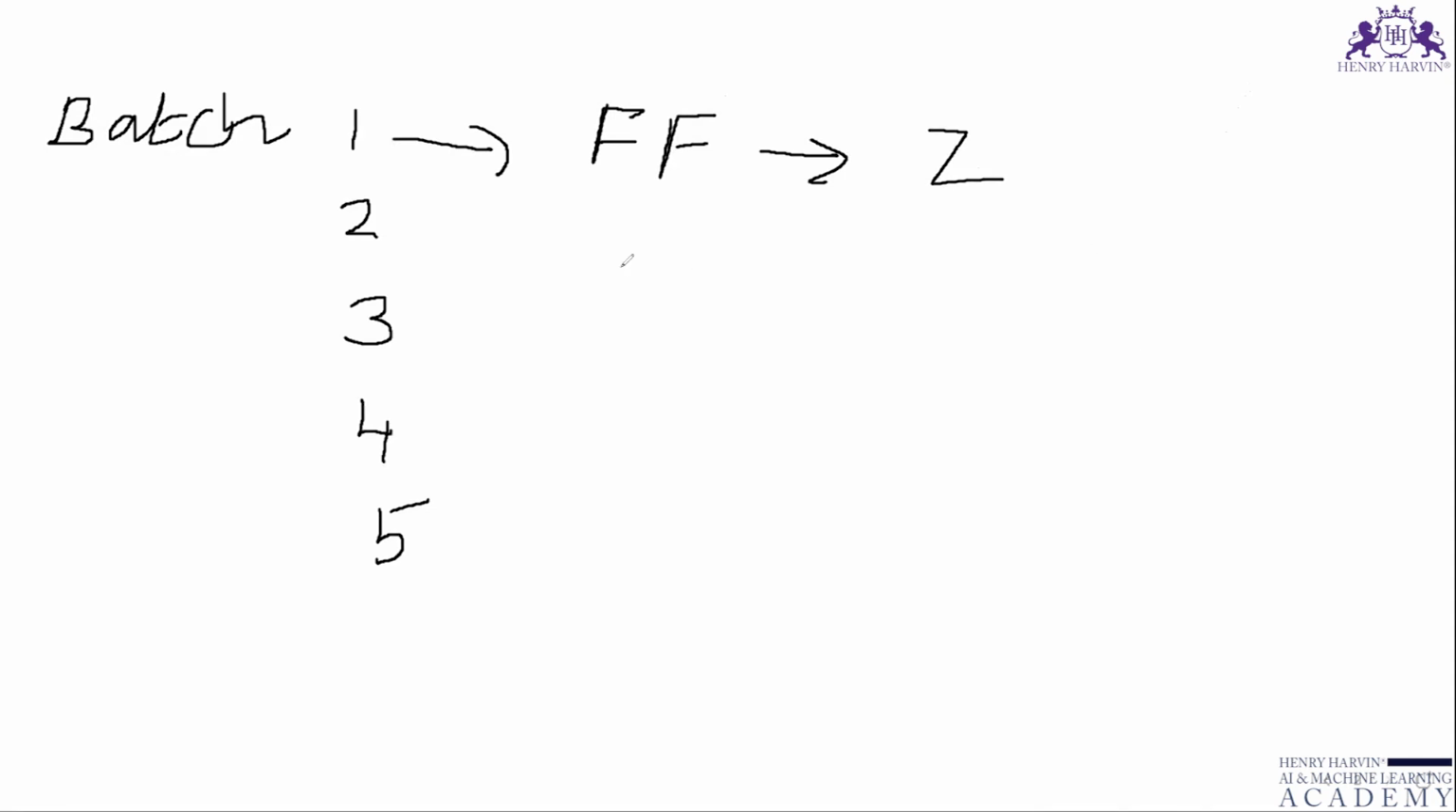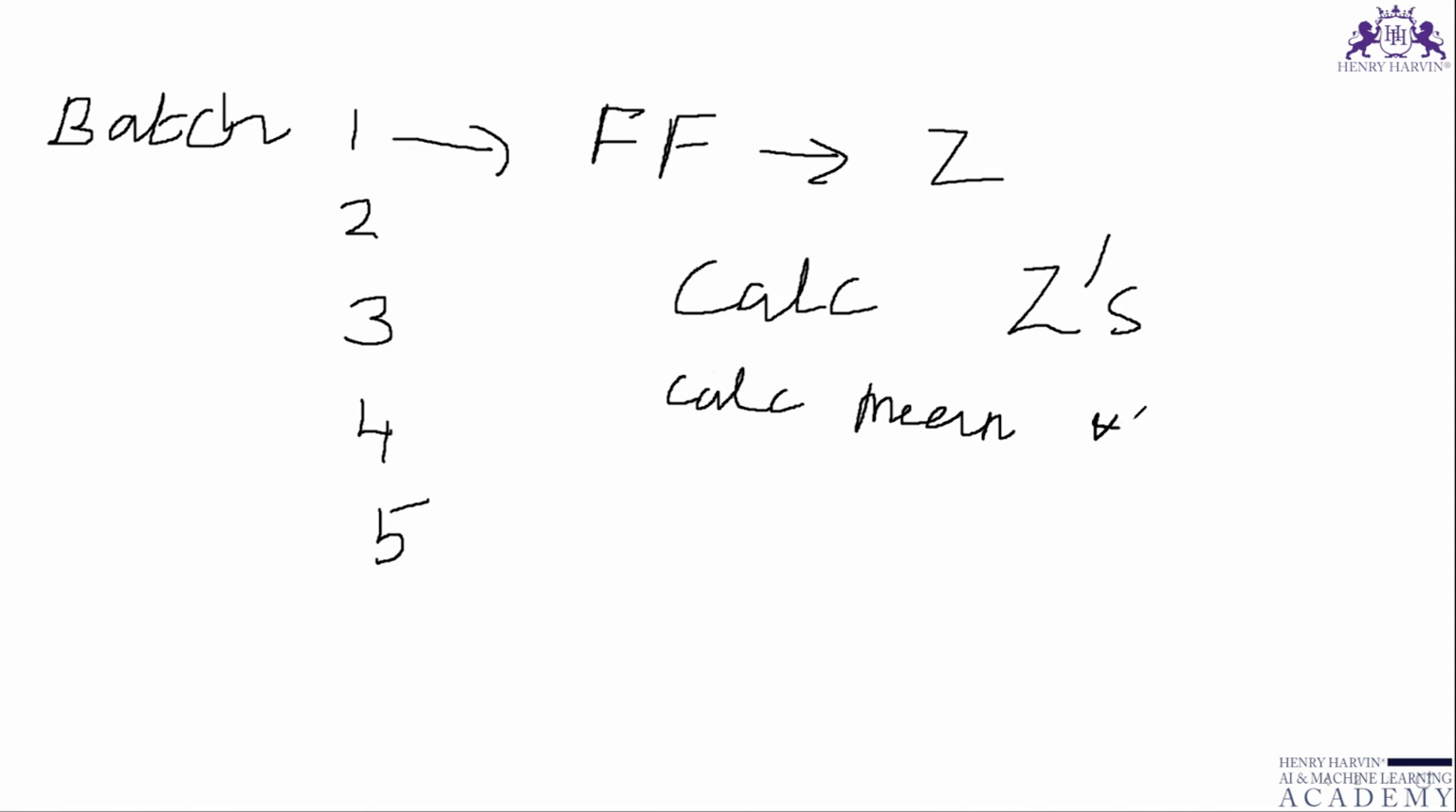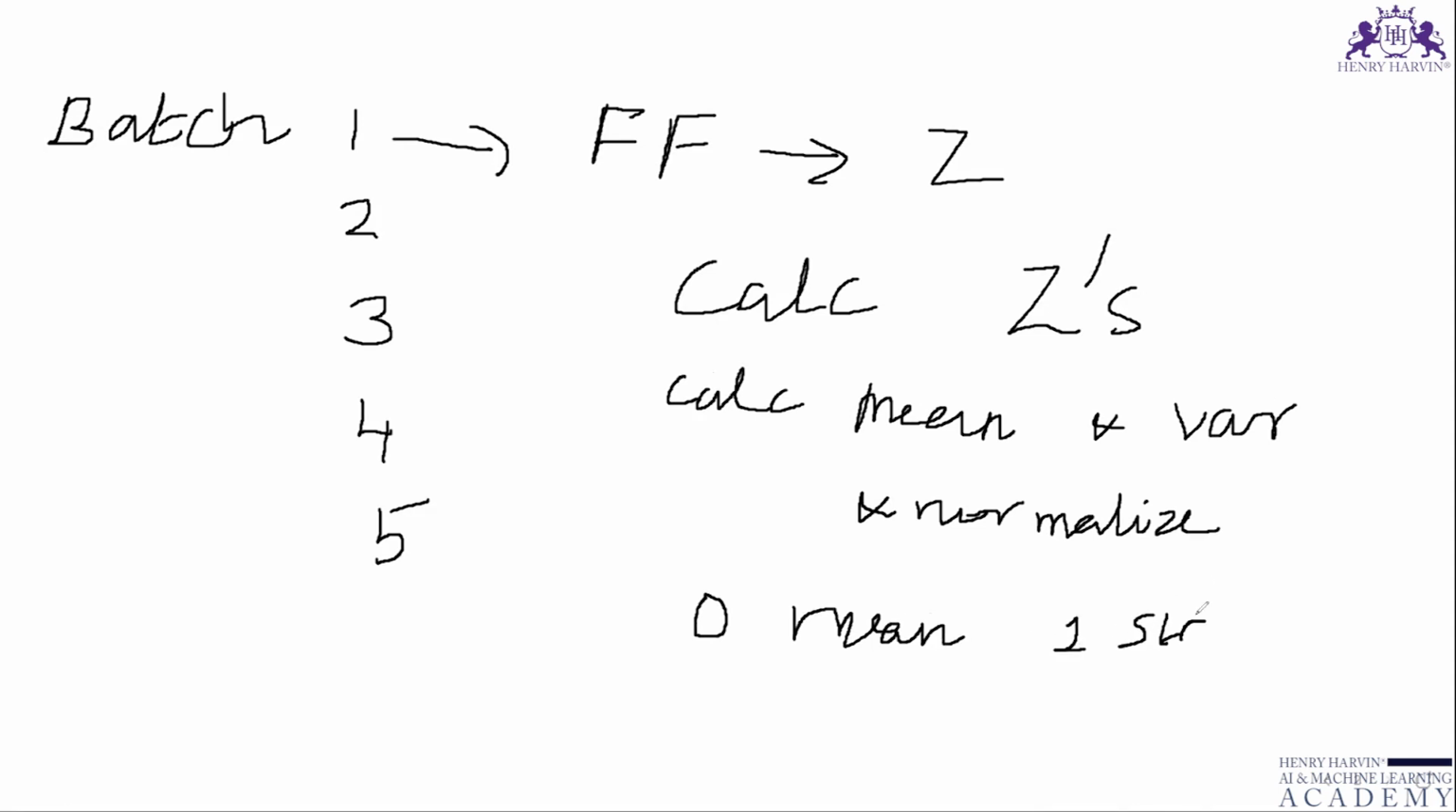So what is happening over here? We are calculating Z's. What is the next step? In the next step, mean and variance are being calculated, and then it is being normalized. Clear? Now the data will have 0 mean and 1 standard deviation. We know about normalization, so 0 mean and 1 standard deviation we get.